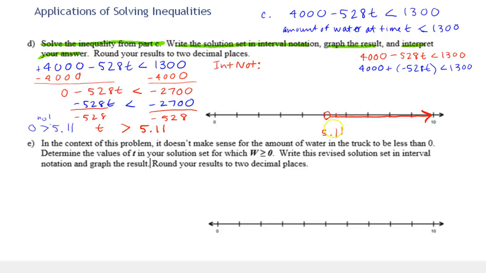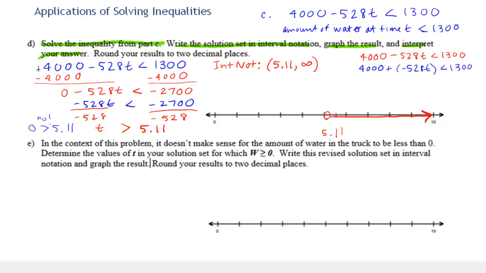Now remember, you start with your leftmost value. Our leftmost value is 5.11. Since it's an open circle, we're going to use a parenthesis. Then we put a comma, and there is no right boundary, so this goes to infinity. Infinity always gets a parenthesis. So we have one last thing to do, and that's interpret our answer.